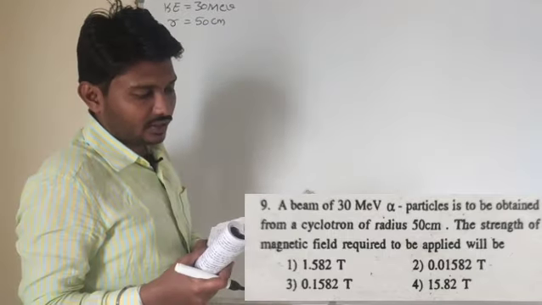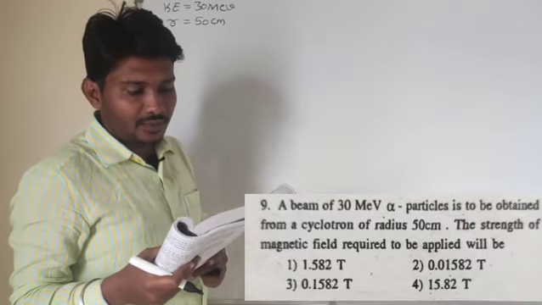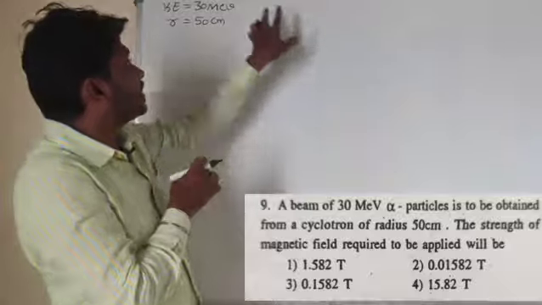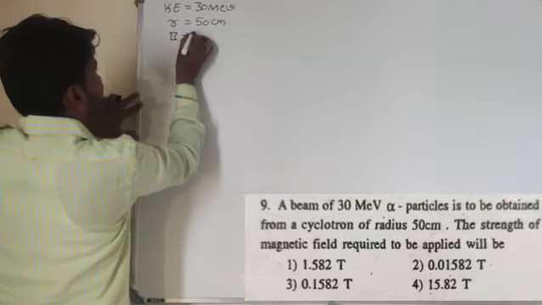What's the radius of the circular path? 50 centimeter. The strength of the magnetic field is required to be applied. So how much magnetic field is required in order to get this much of energy? Which thing I need to find out here?